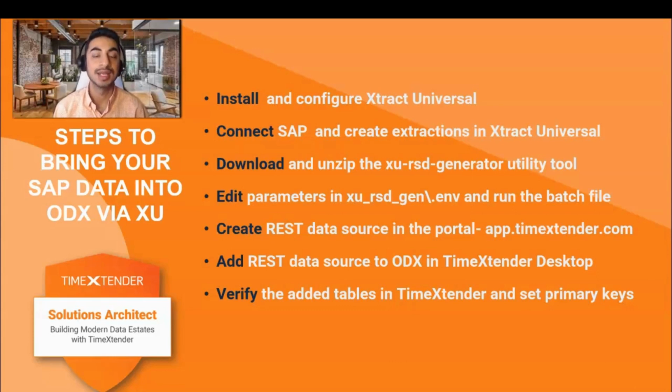Once that is done and your extract is ready, then you can download and unzip the Xtract Universal RSD-generator utility tool. The link for it will be in our implementation guide, which will be in the description below. Once that is done, all you have to do is edit the environment file, run the batch file, and it is done. So it will create the RSD file based on the extractions.